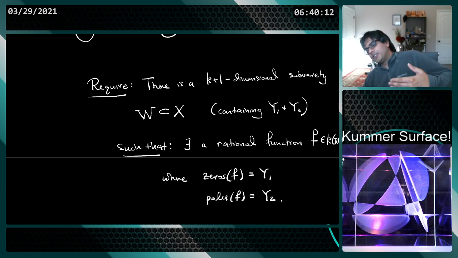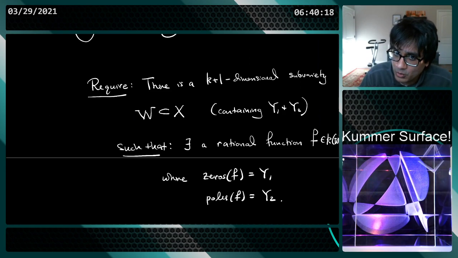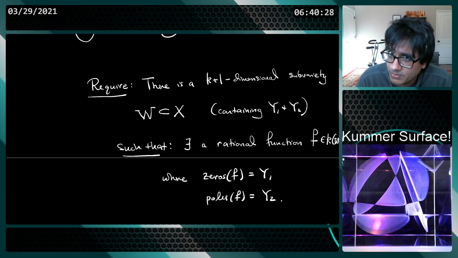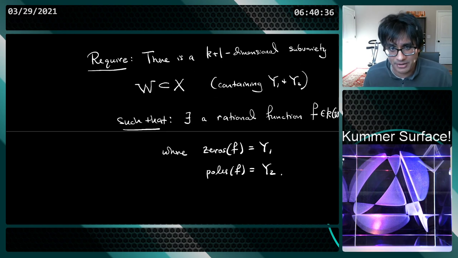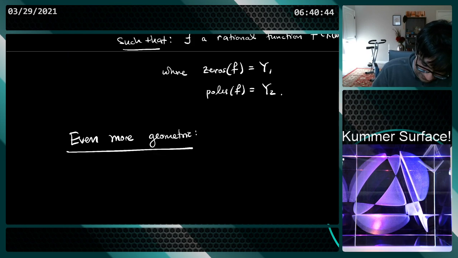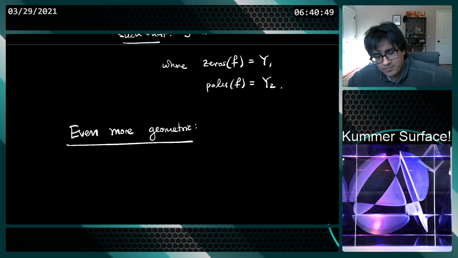Now the divisors of zeros and poles of a rational function are well-defined codimension 1, typically, subsets of a given subvariety W. So there's a definition for what the zero divisor and the pole divisor of a rational function are. But if you don't like this one, there's an even more geometric one. There's an alternative you can choose. It's in a sense cleaner.